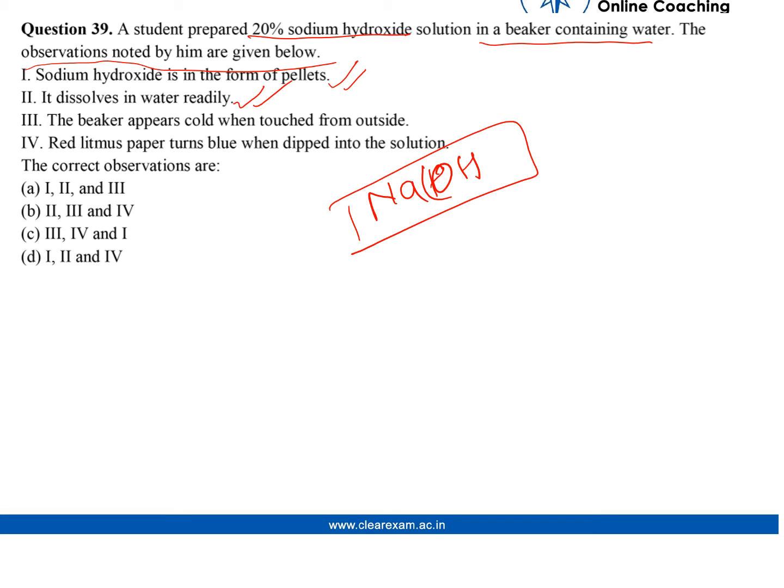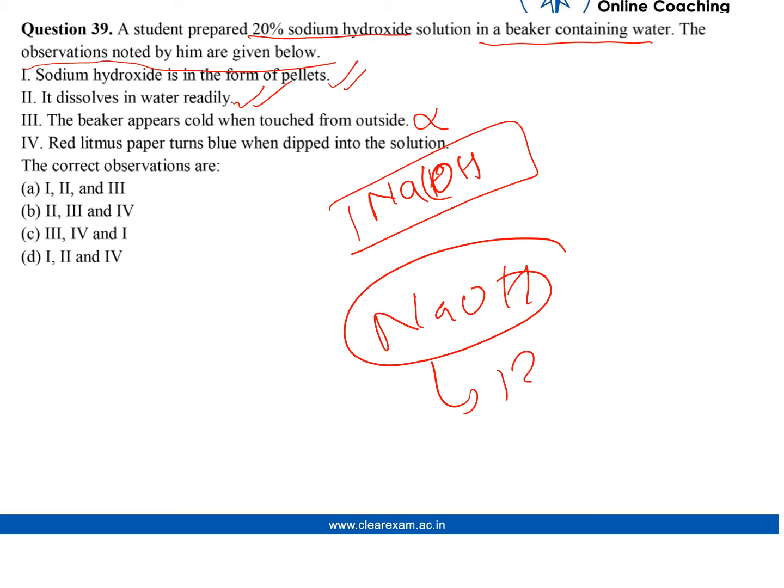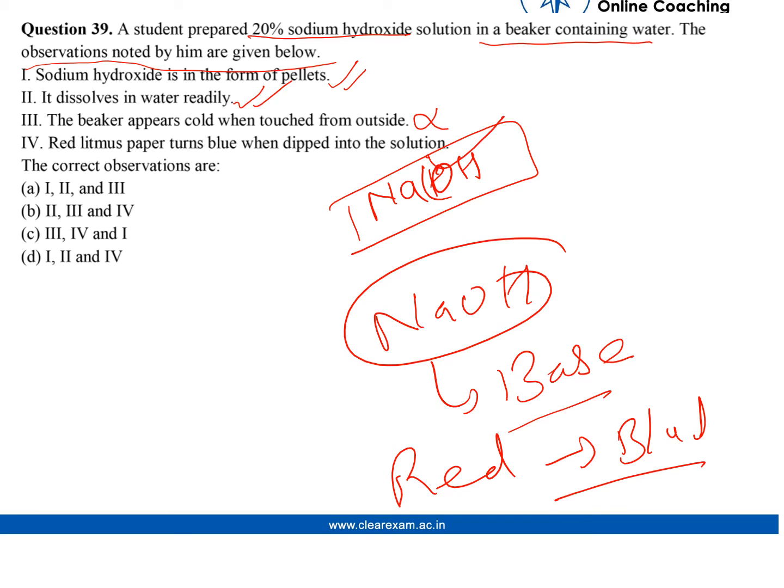Third one, the beaker appears cold when touched from outside. This is not a correct answer, because this reaction is not an endothermic reaction. So the third one is not the correct answer. Now going to the fourth one. Red litmus paper turns blue, which means that, as we know, NaOH is a base, and a base converts red litmus to blue. So the fourth one is the correct option.